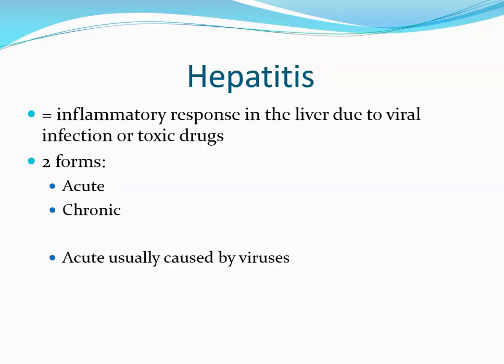One of the main diseases of the liver is hepatitis. This is an inflammatory response in the liver due to a viral infection or due to toxic drugs. There are two forms, acute and chronic. The acute form is usually caused by viruses.